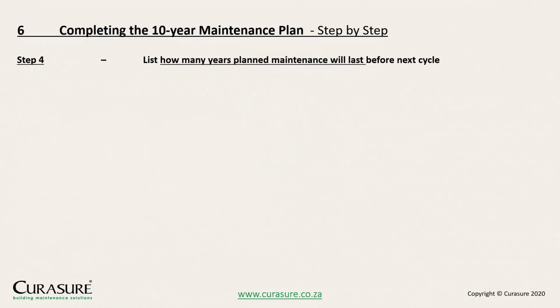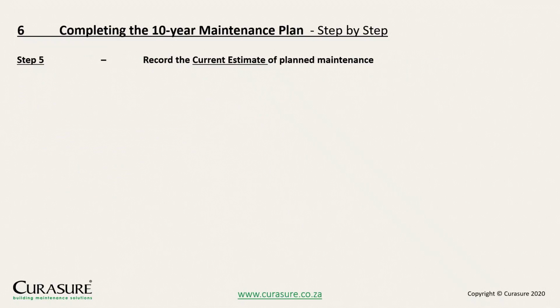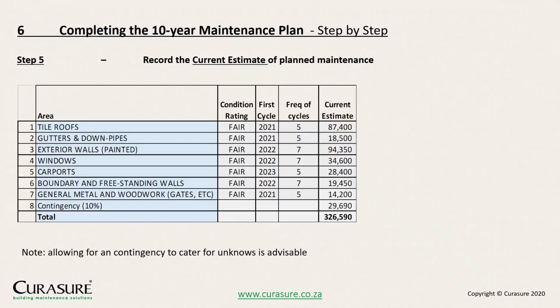The fourth step is to list how many years between maintenance cycles. In other words, once we maintain something, how long will it last before we have to maintain it again? In this case, we just list the frequency of cycle as this parameter. The fifth step is to include the current estimated cost of planned maintenance. You will see the single column with the current estimate of maintenance items.